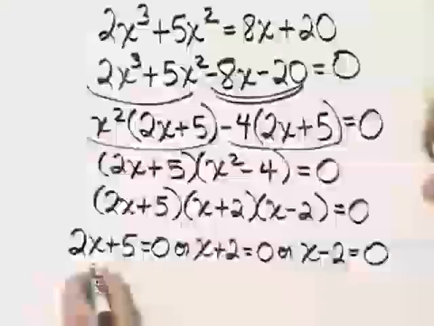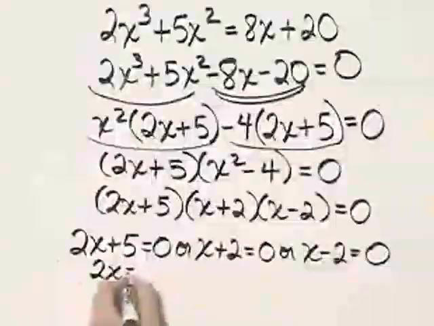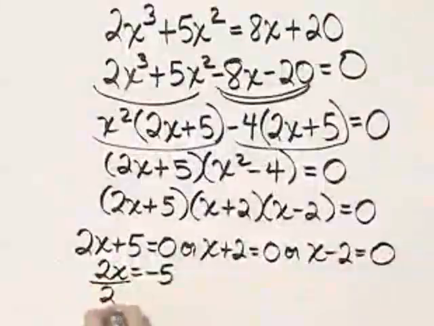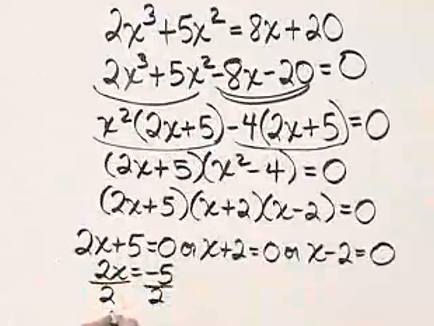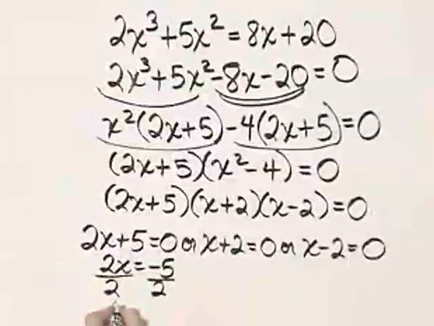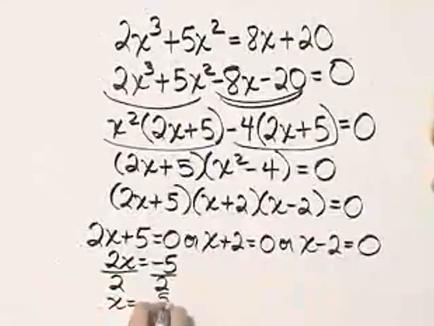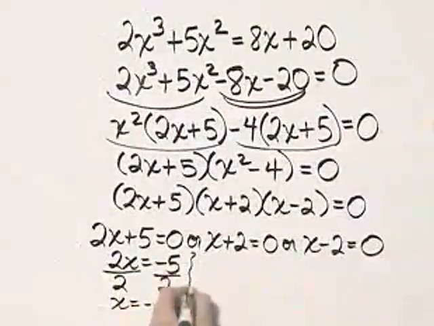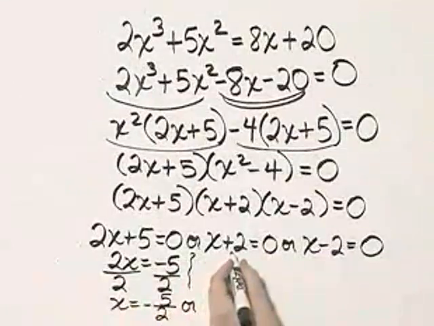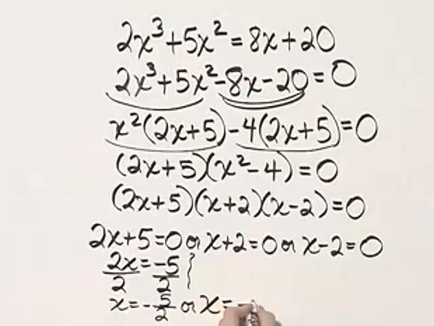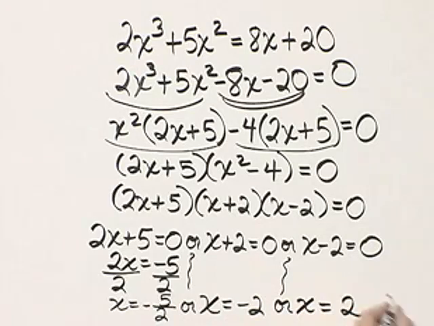To solve this equation, I'll subtract 5 from both sides, and I'll have 2x is equal to negative 5. Then I'll divide both sides by 2, and I'll have that x is negative 5 halves. So x is negative 5 over 2. Or here I'll just subtract 2 from both sides, so I'll have x is equal to negative 2. Or here I'll simply add 2 to both sides, and I'll have x is equal to 2.